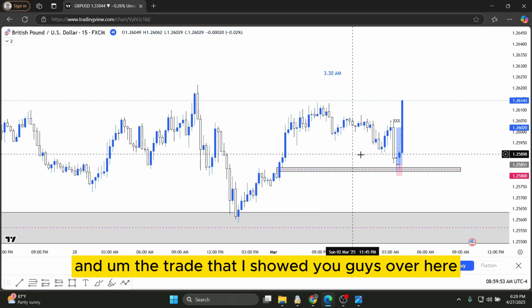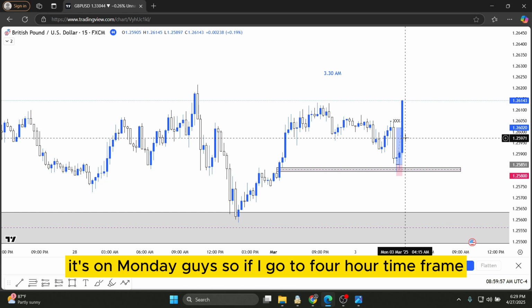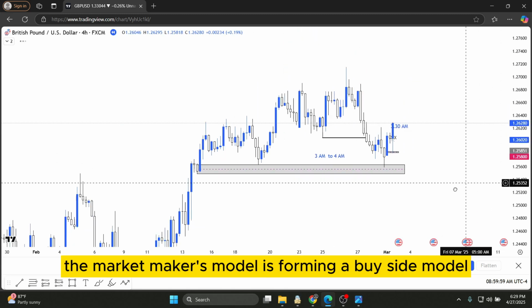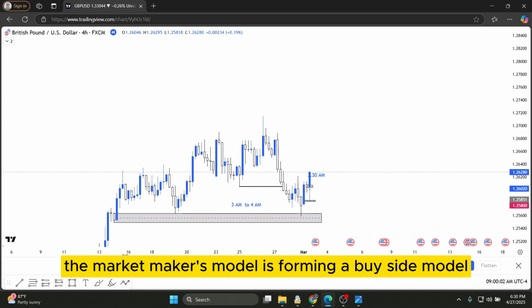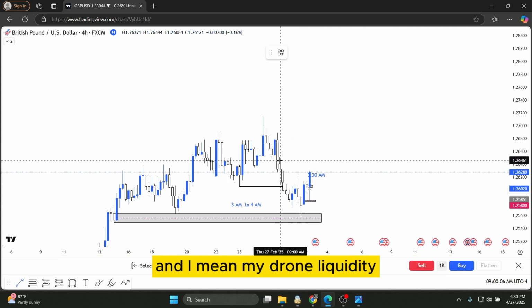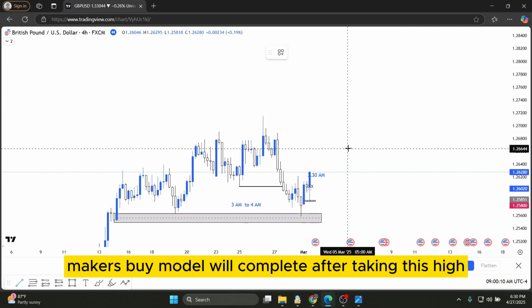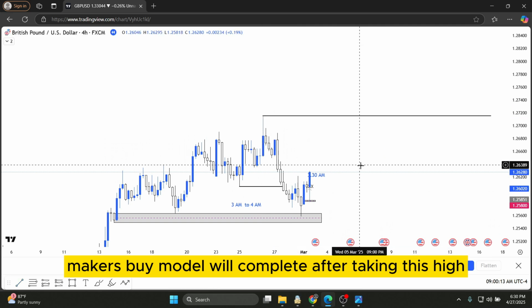And the trade that I showed you guys over here, it's on Monday guys. If I go to the 4-hour time frame, the market makers model is forming a buy side model. So my ultimate drawn liquidity for that week is this fair value gap, and my market makers buy model will complete after taking this high.